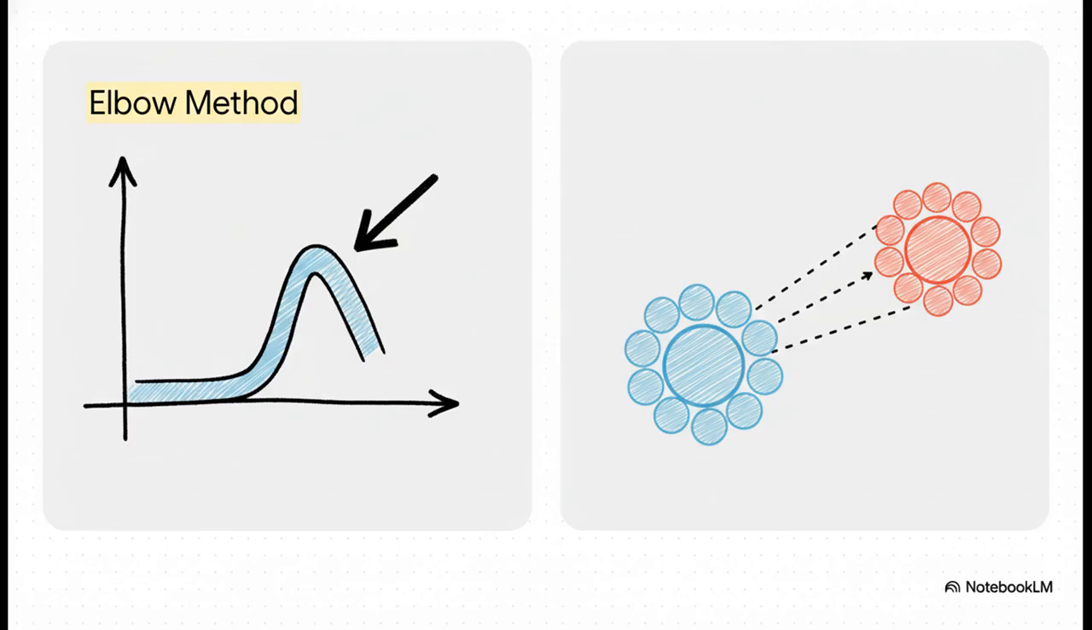You basically run the algorithm a bunch of times with different values for K, and you plot how tight the clusters are for each one. You're looking for that elbow point on the graph, the spot where adding another cluster just doesn't give you much bang for your buck anymore. There are other methods too, like the silhouette score, but the big takeaway here is that choosing K isn't a guess, it's a deliberate, data-driven choice.